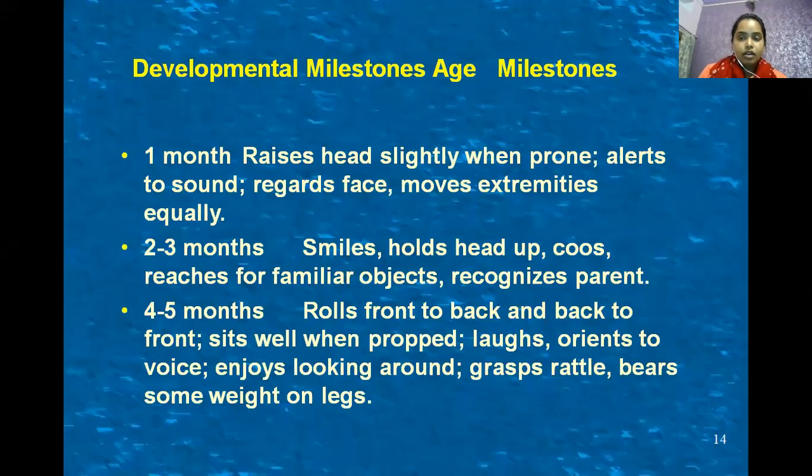Next, here is developmental milestone, age and milestone. At 1 month, raises head slightly when prone, alert to sound, regards face, moves extremities equally. At 2 to 3 months, smiles, holds head up, reaches for a familiar object, recognizes parent. At 4 to 5 months, rolls front to back and back to front, sits well when propped, laughs, orients to voice, enjoys looking around, grabs a rattle, bears some weight on legs.